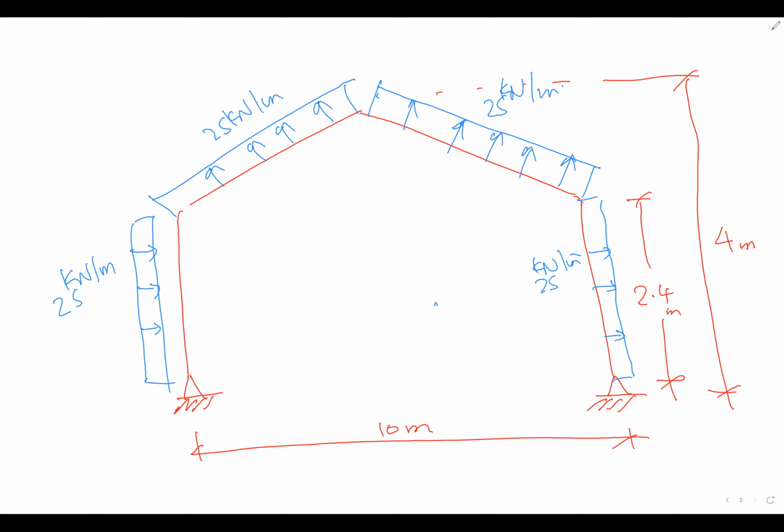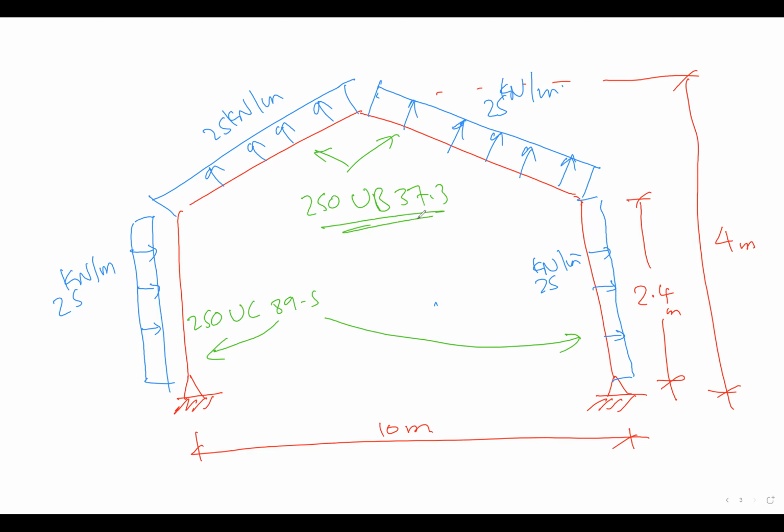Okay. What are the beams? What is the definition of the properties? Not all the members are the same. As you can see, the columns are UC, universal column. The beams are universal beams. So this member is 250 UC 89.5. So these are the two columns. These two beams are 250 UB 37.3. Okay, so these are the members.